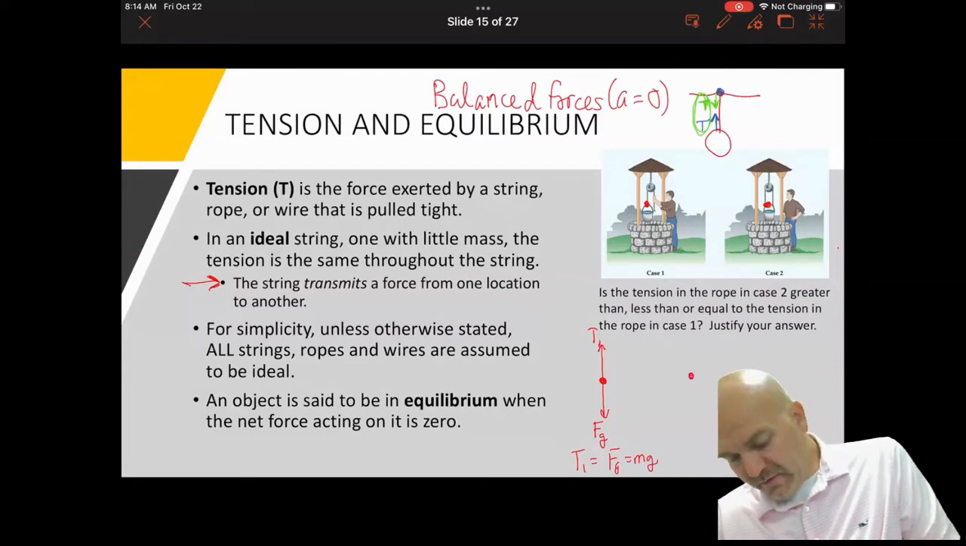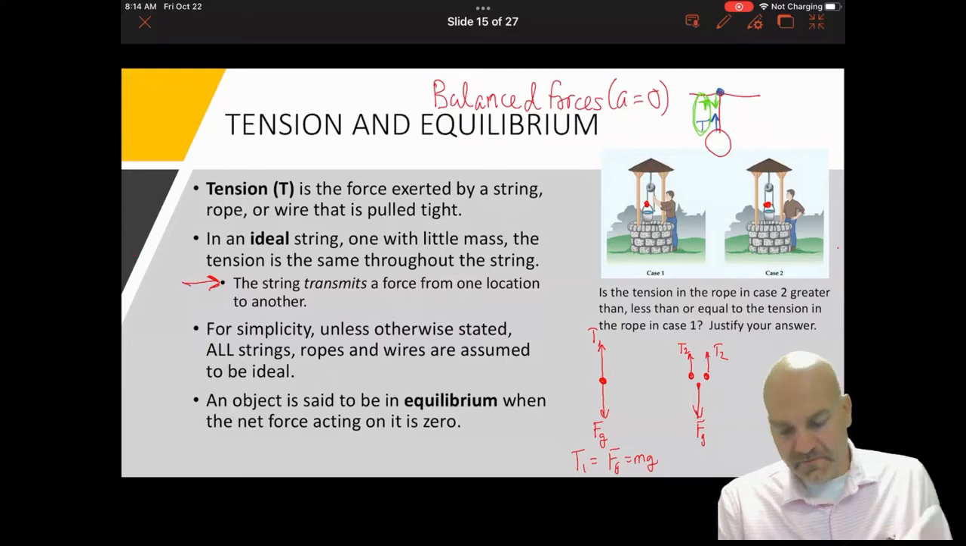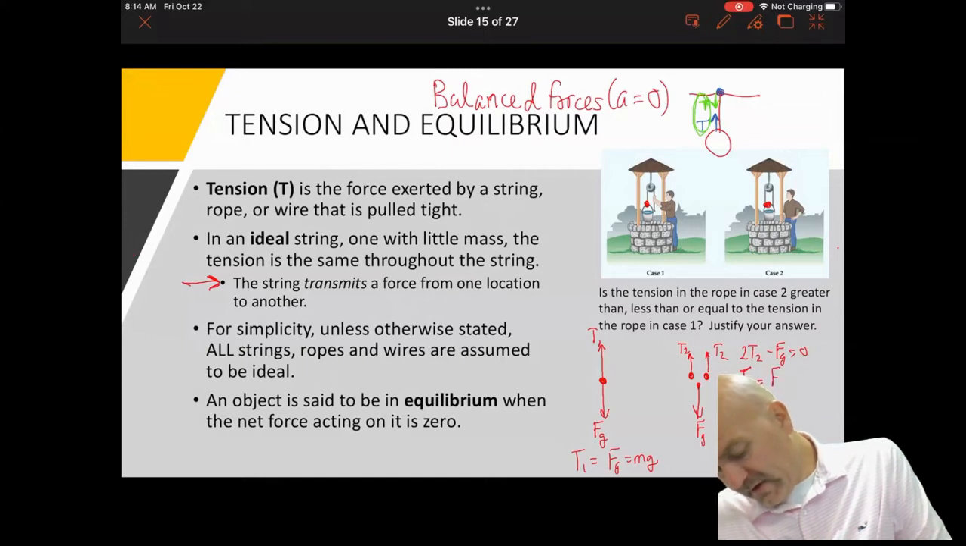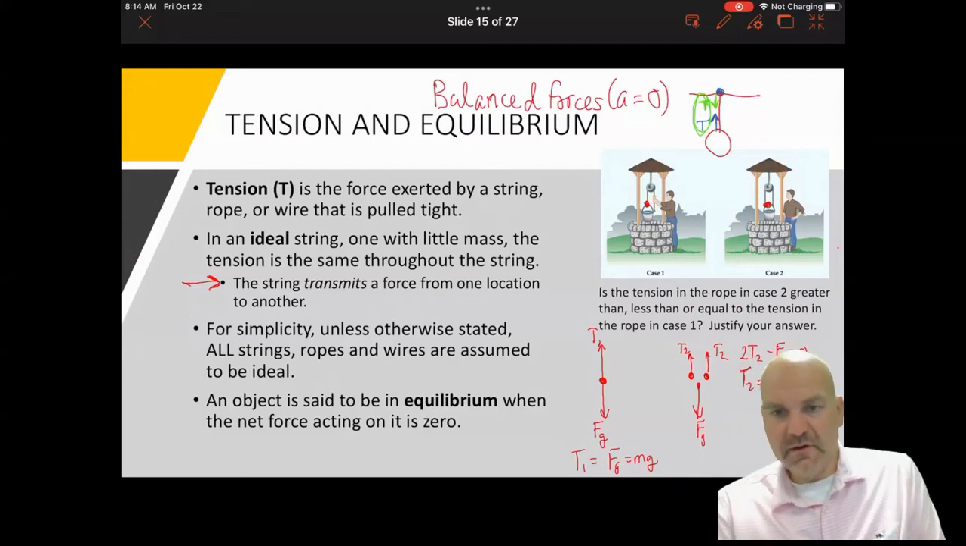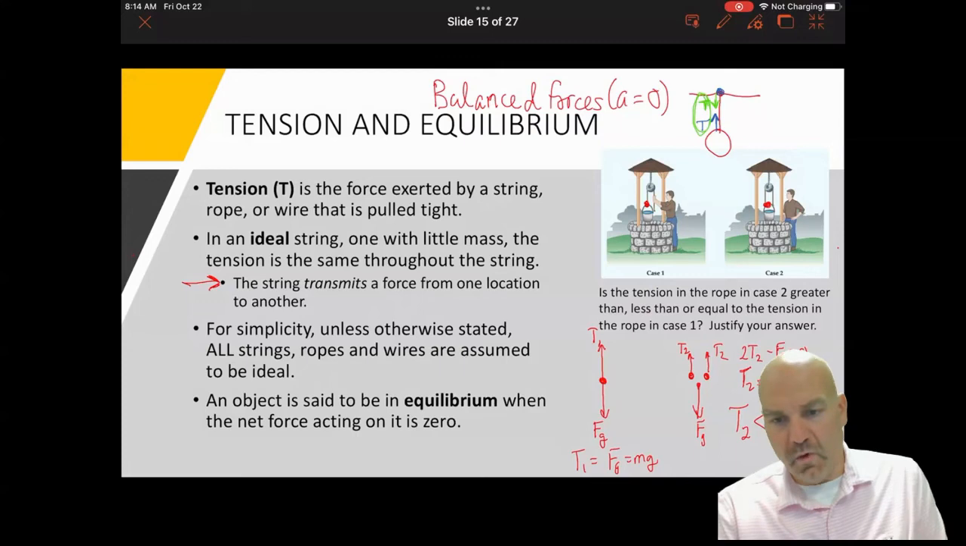Now we look at the point of contact, or the bucket, for the second one. So I've got Fg down, and then I have these T2s. Now, remember, these T2s are going to be equal because we talk about this as an ideal rope. And so if I sum the forces, I end up with 2T2 minus Fg equals 0, which tells me that T2 is going to be Fg divided by 2, because I add Fg over, and then I divide by 2. So what does that tell me? That the tension in rope 2 is going to be less than the tension in rope 1.